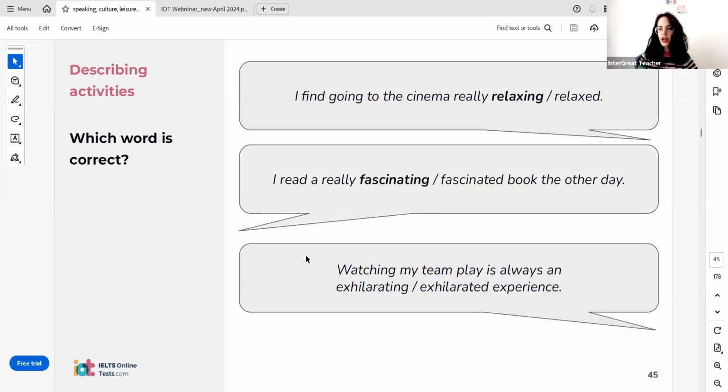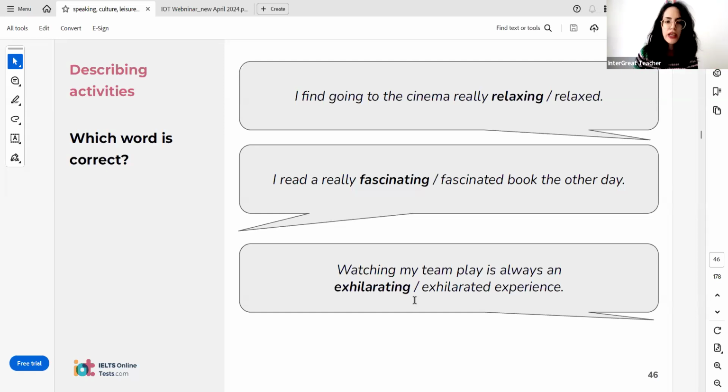Okay, we had many wrong answers, so hopefully this one is better. Watching my team play is always an exhilarating experience or exhilarated. Does this experience, let's say, receive or produce? Okay, I think now there are still some wrong answers, but most of them are correct. The experience produces this feeling, right? The experience cannot receive this feeling. So is it ed or ing? Okay, I still have ed. Ing. Watching my team play is always an exhilarating experience. The experience is exhilarating, producing this feeling, right? I am exhilarated. I am the recipient.